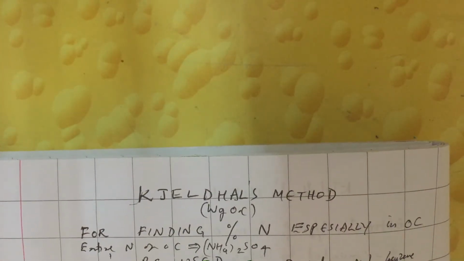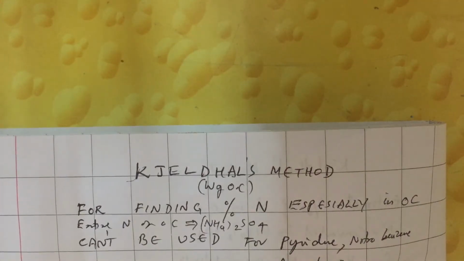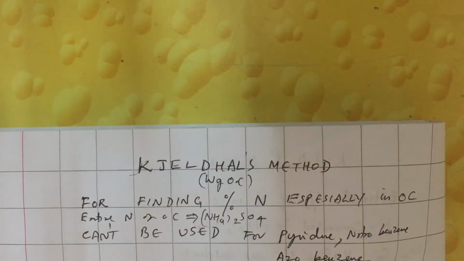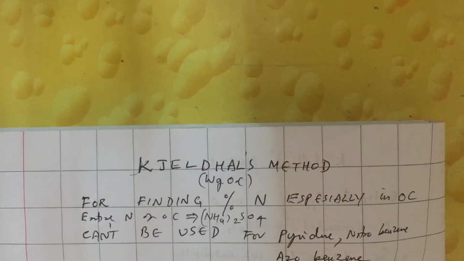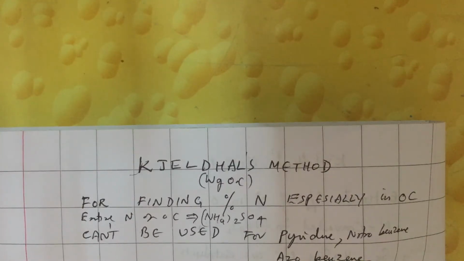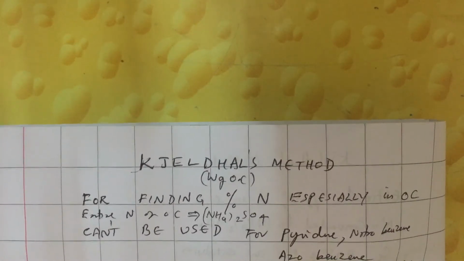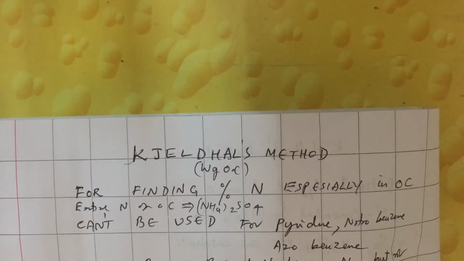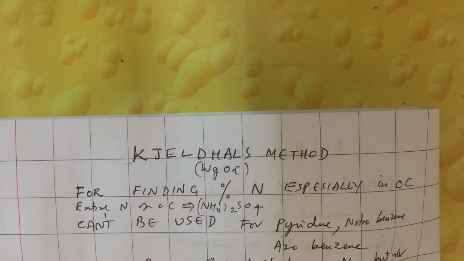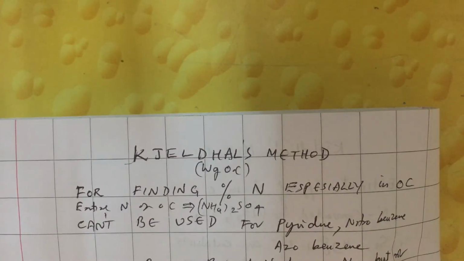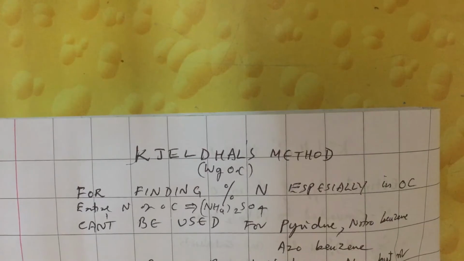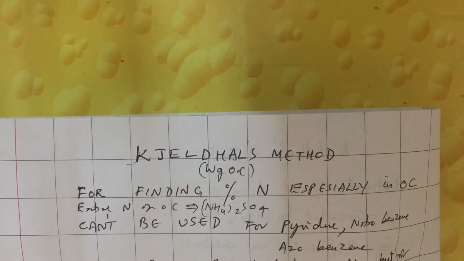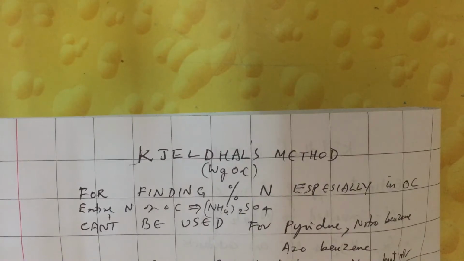Notice that this particular method cannot be used to find the percentage of nitrogen in compounds where nitrogen is a part of a ring, like pyridine, pyrrole, quinoline. It can also not be used for nitrobenzene, where nitrogen is in the nitro group, or in azo compounds like azobenzene, where there is N double bond N. Because in these cases the nitrogen of the organic compound would not quantitatively become ammonium sulfate even if you try. A part of it will be wasted as N2 gas. So for these compounds like pyridine, quinoline, pyrrole, nitrobenzene and azobenzene, you cannot use Kjeldahl method.